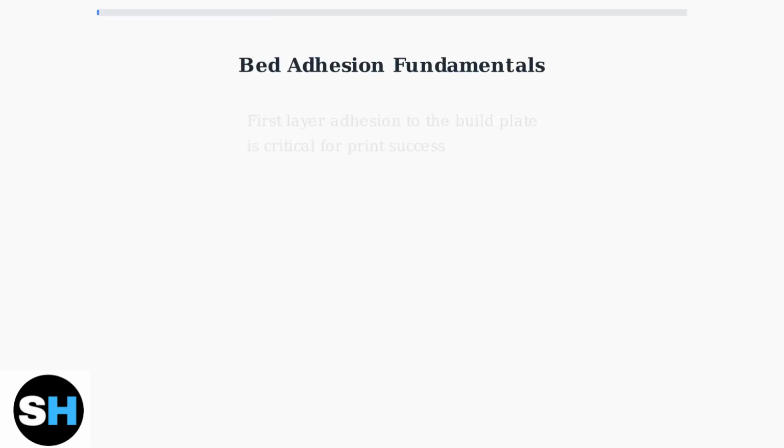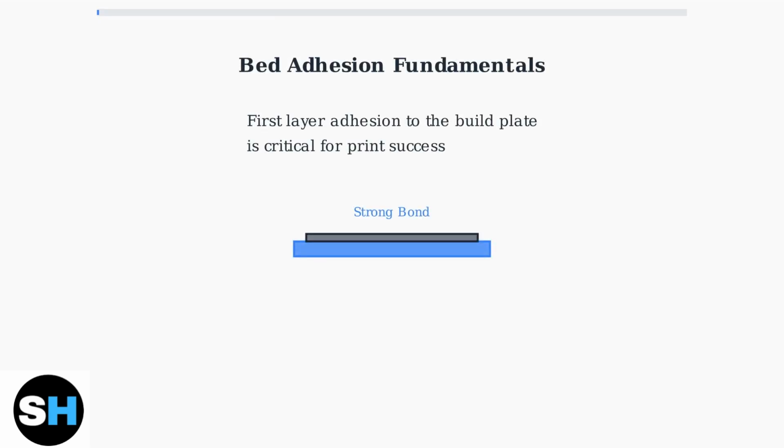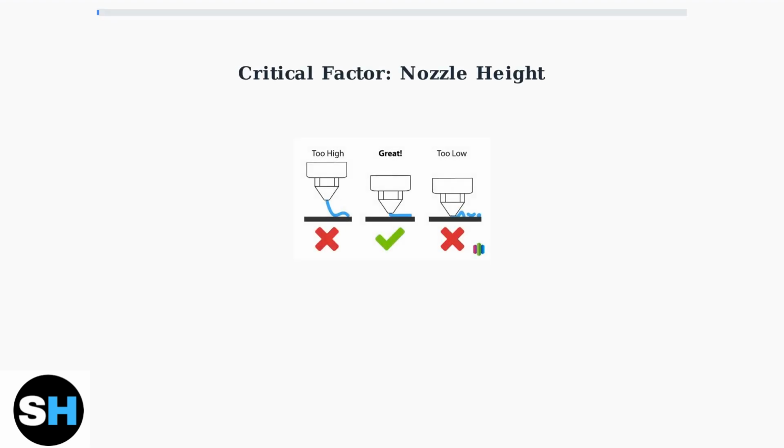Bed adhesion is the foundation of successful 3D printing. It refers to how well the first layer of your print sticks to the build plate of your Bambu Lab P1S printer. One of the most common causes of bed adhesion problems is incorrect nozzle height, also called Z offset. The distance between your nozzle and build plate must be precisely calibrated.